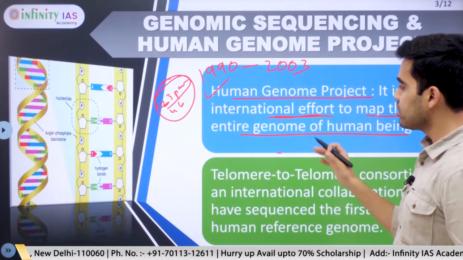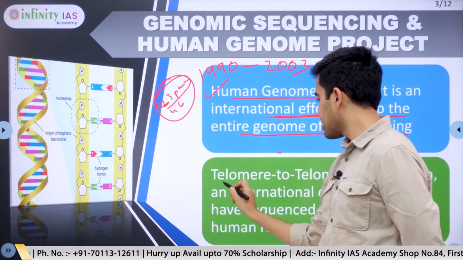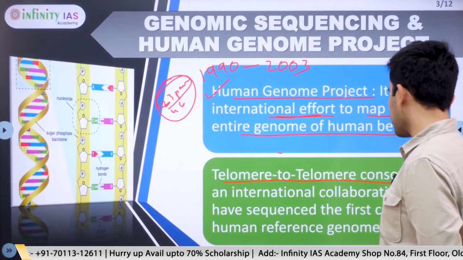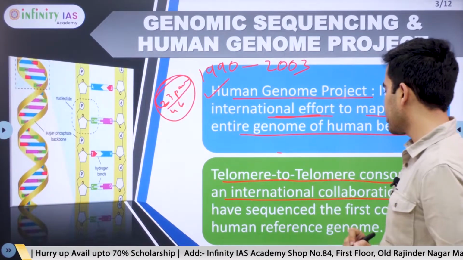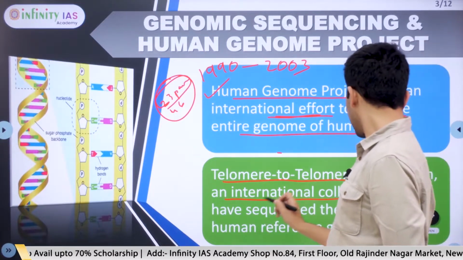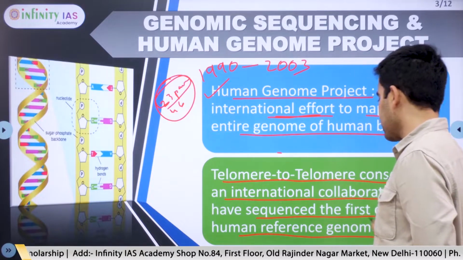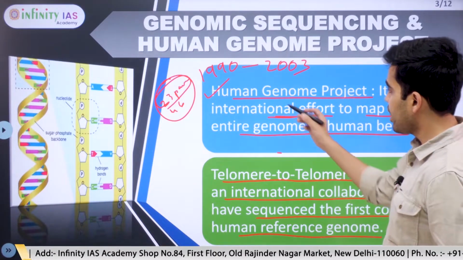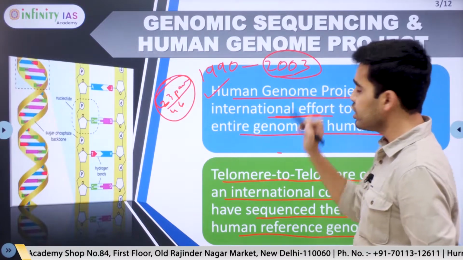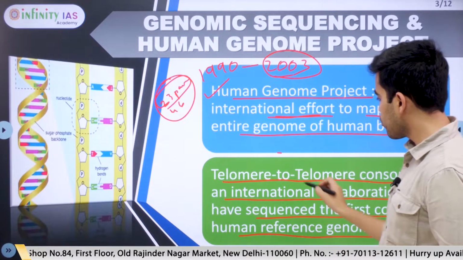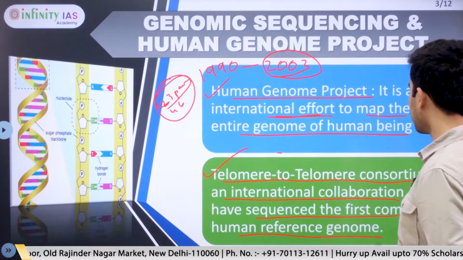Recently genomic sequencing is in the news because there was another Telomere to Telomere consortium. This is also an international collaboration. It is said that it has sequenced the first complete human reference genome. We have already seen that the Human Genome Project did this in 2003 itself. So what is the speciality of this Telomere to Telomere consortium?